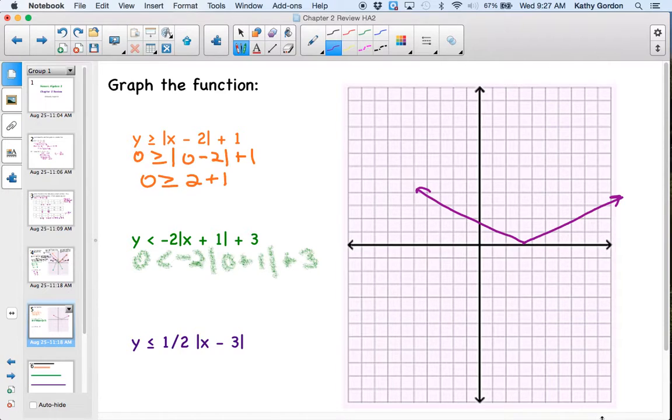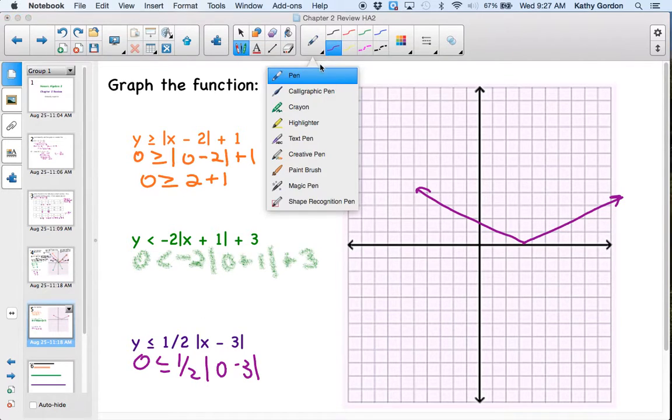The outside, because putting 0 in for y and x this time, 0 minus 3, -3, which is absolute value, times 1/2, 1.5, 3 halves. Is that bigger than or equal to 0? Yes. So now it's actually on the outside of the V that we want to shade.